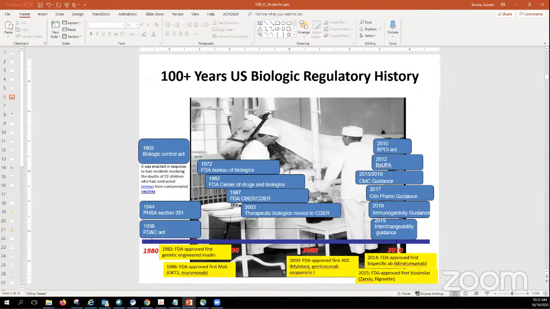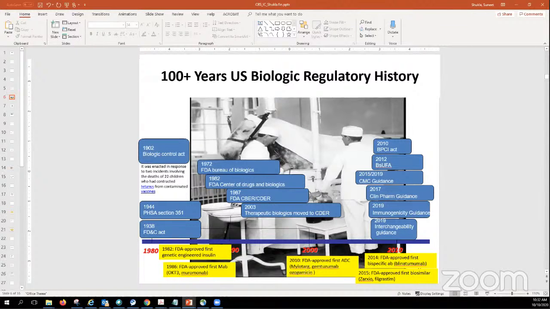Yeah, so I just go back to what I was telling. I said that there is 100+ years of history for biologics approval by FDA, and in the last 10 years, I would say the majority of the work in the approvals of biologics has been done. In 2012 we had the Biosimilar User Fee Act, which was enacted, which came because of the BPCI Act, which was initiated in 2010.